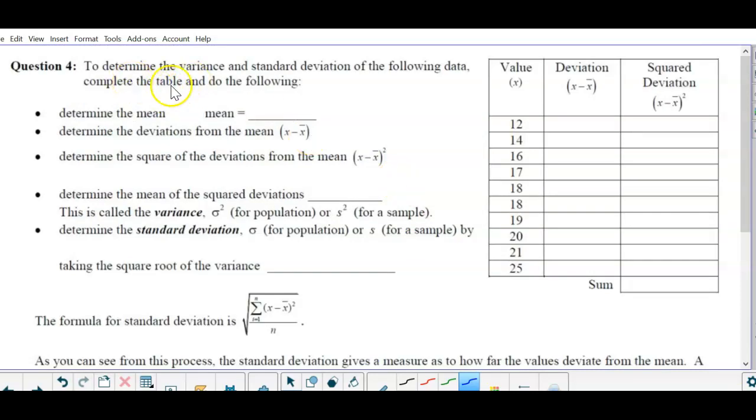Okay, so question 4, determine the variance and standard deviation of the following. Complete the table to calculate. Now, we're going to complete the table today, but really from now on in, after this, you're going to use your calculator. Okay, so question here, sorry, before I go on.